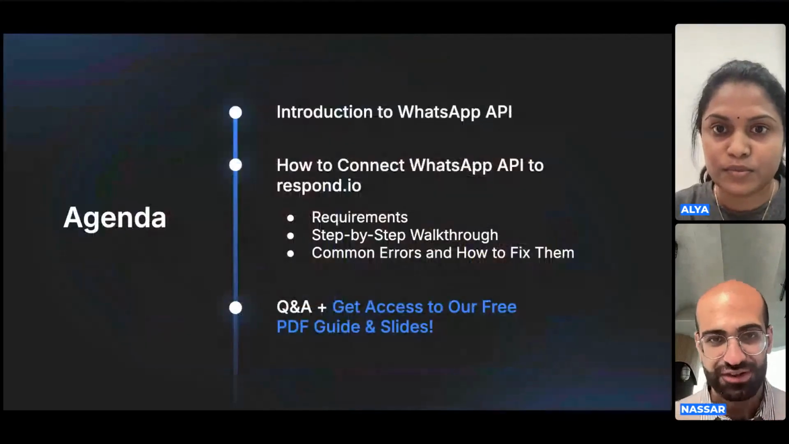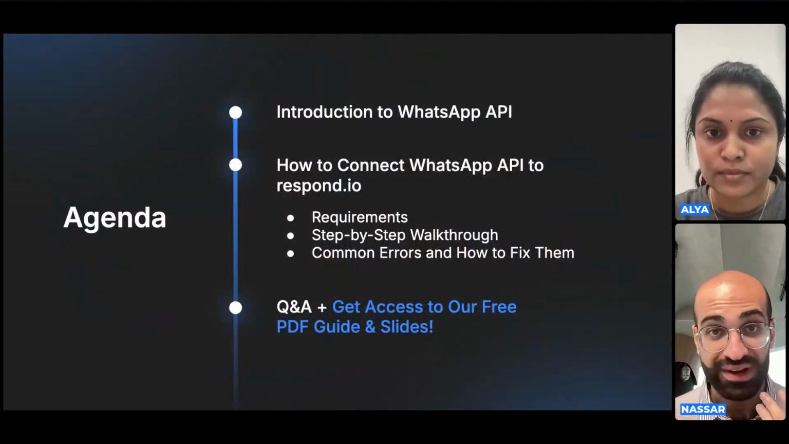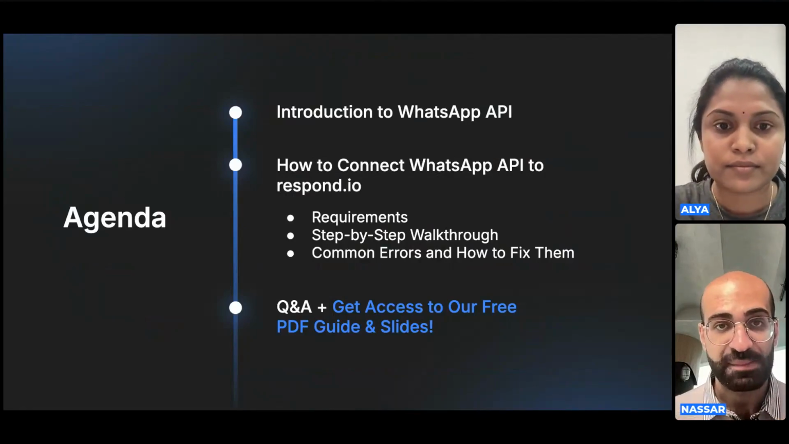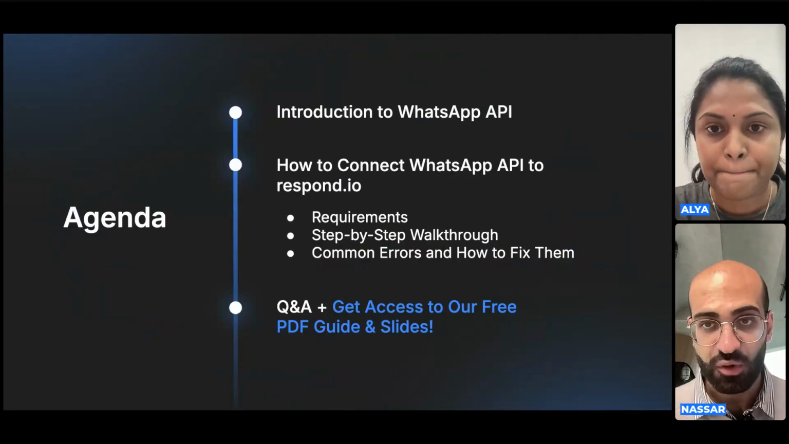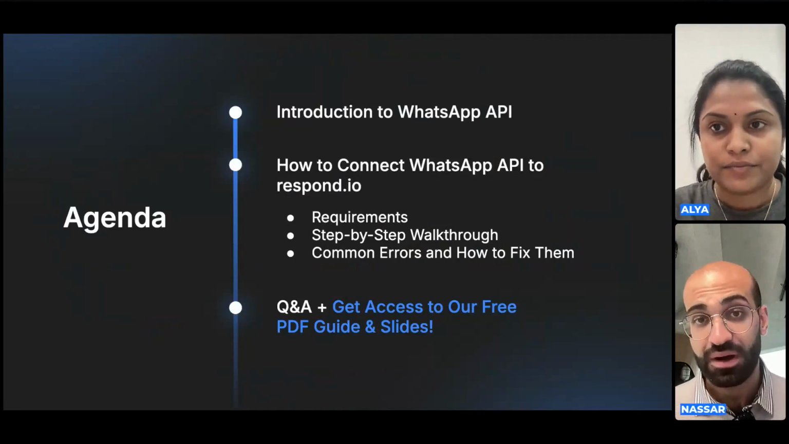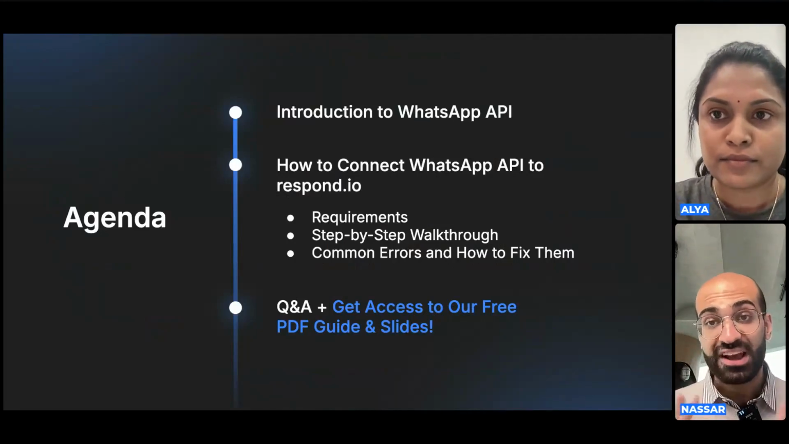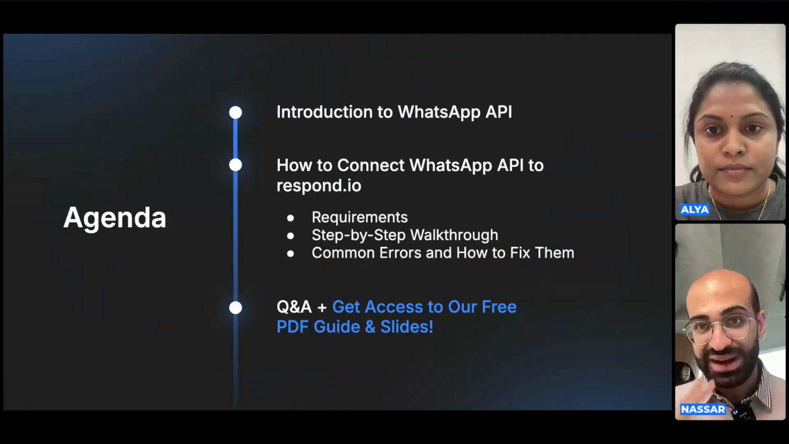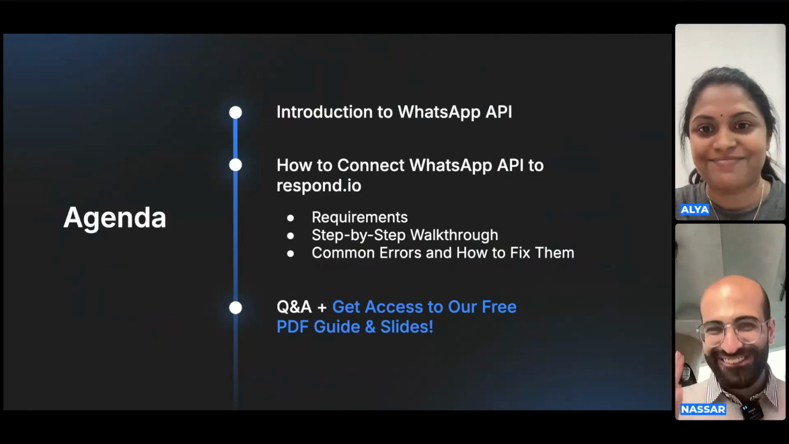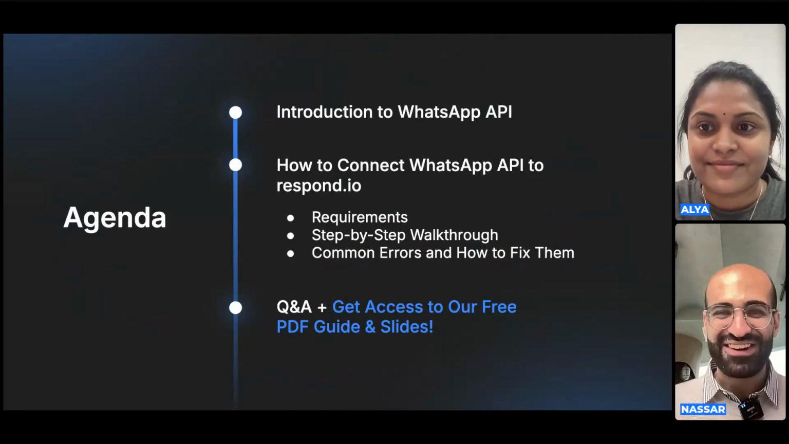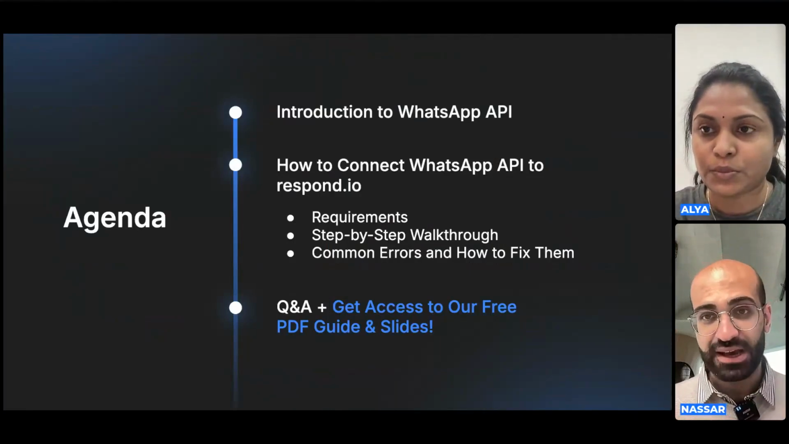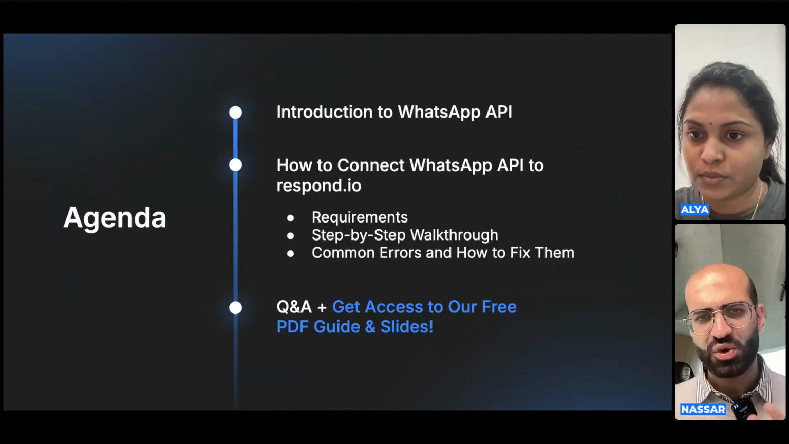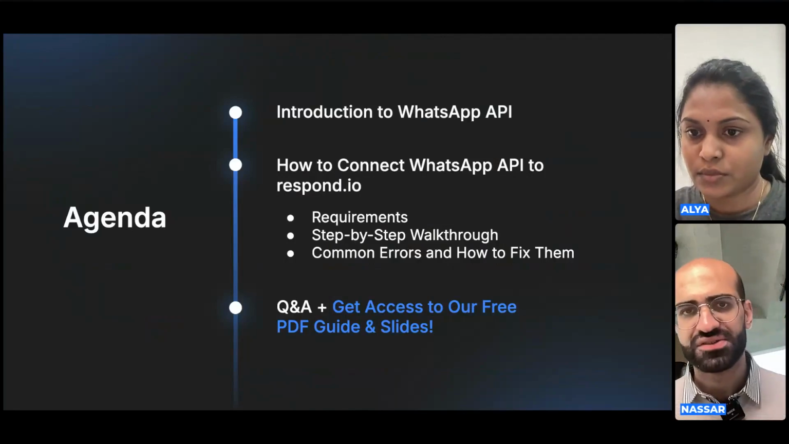So here is the agenda for today's talk. I'm going to introduce what WhatsApp API is. Then I'm going to guide you on how to connect WhatsApp API to Respond.io, the requirements needed to connect to WhatsApp API, and the step-by-step walkthrough. I'm also going to do an actual live demo where I connect a new phone number as WhatsApp API on the platform, so you can see whatever I'm discussing today actually works and prove it to you. We're also going to cover the common errors faced by our customers and how to fix them. Then we are going to end the session with a Q&A session to answer all the questions you may have.